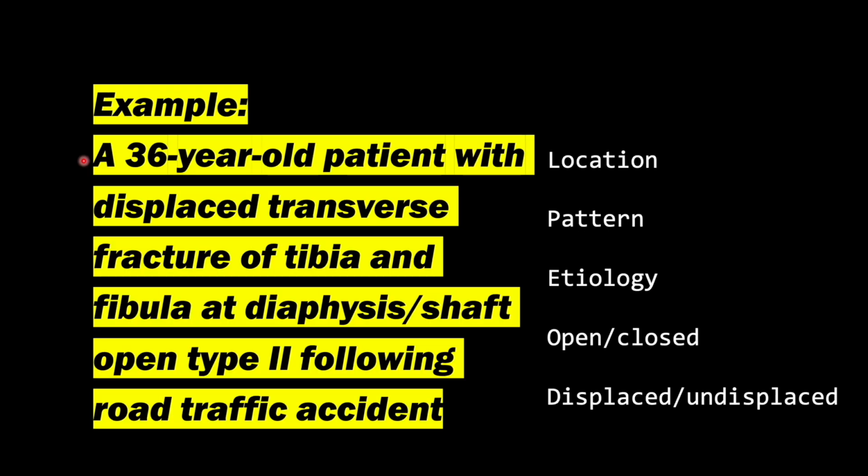So this is an example of how you convey the classification. A 36-year-old patient with displaced transverse fracture of tibia and fibula at the diaphysis or shaft, which is open type 2, following a road traffic accident. Now you have told about the etiology of the injury, that is road traffic accident, whether it is open or closed, and you have further classified the open injury as well. Then the location of the fracture, that means the diaphysis, and the pattern of the fracture, that means a transverse fracture. So this should be adequate whenever you are communicating the information about the classification of fracture.